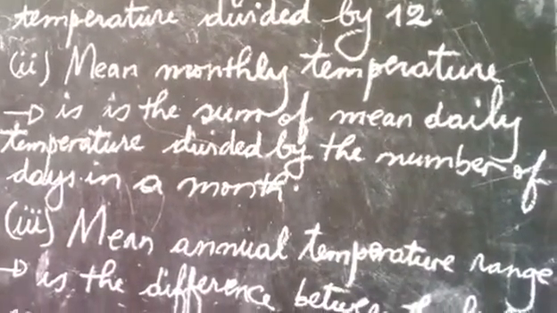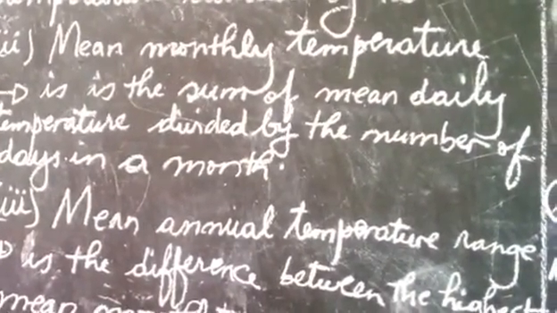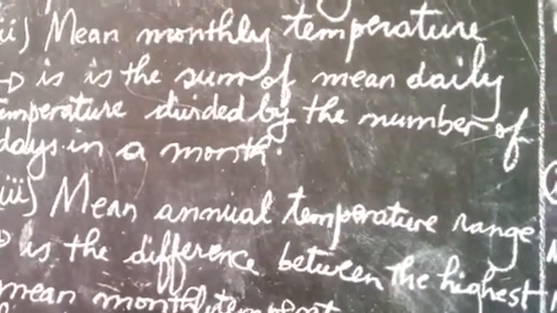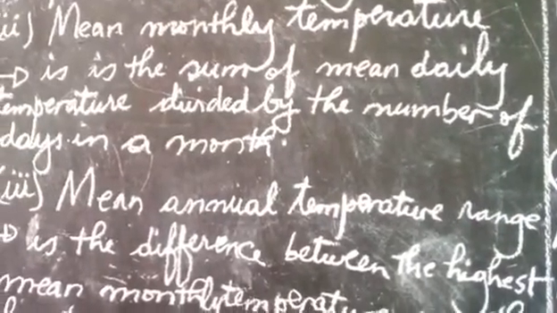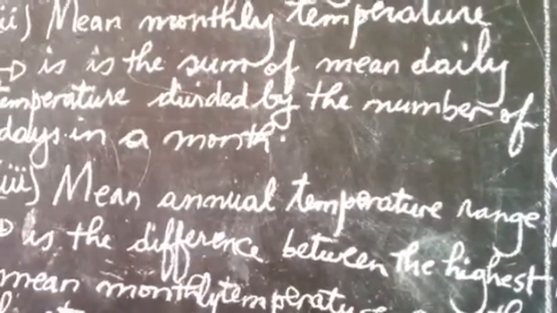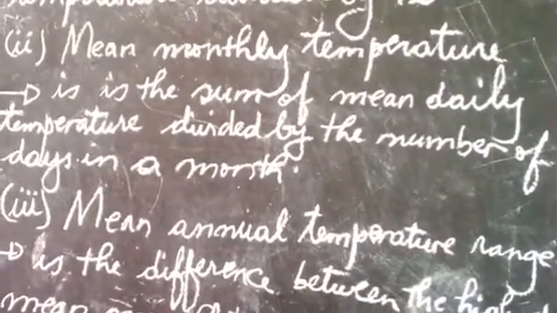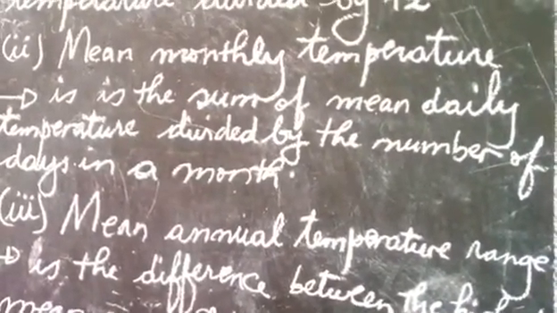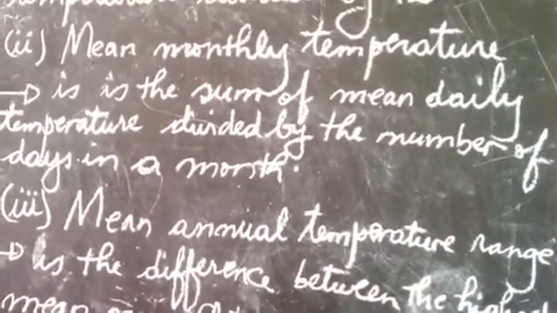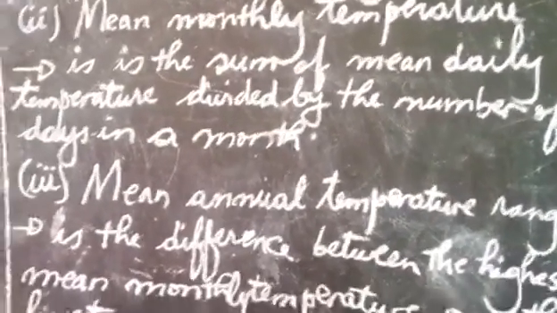Let's see mean monthly temperature. What do you understand by the term mean monthly temperature? Mean monthly temperature is the sum of the mean daily temperatures divided by the number of days in a month. Remember, when finding the mean monthly temperature, we take the sum of the degrees Celsius recorded in the whole month, and we divide by 30. Therefore, what we get will be the mean monthly temperature.